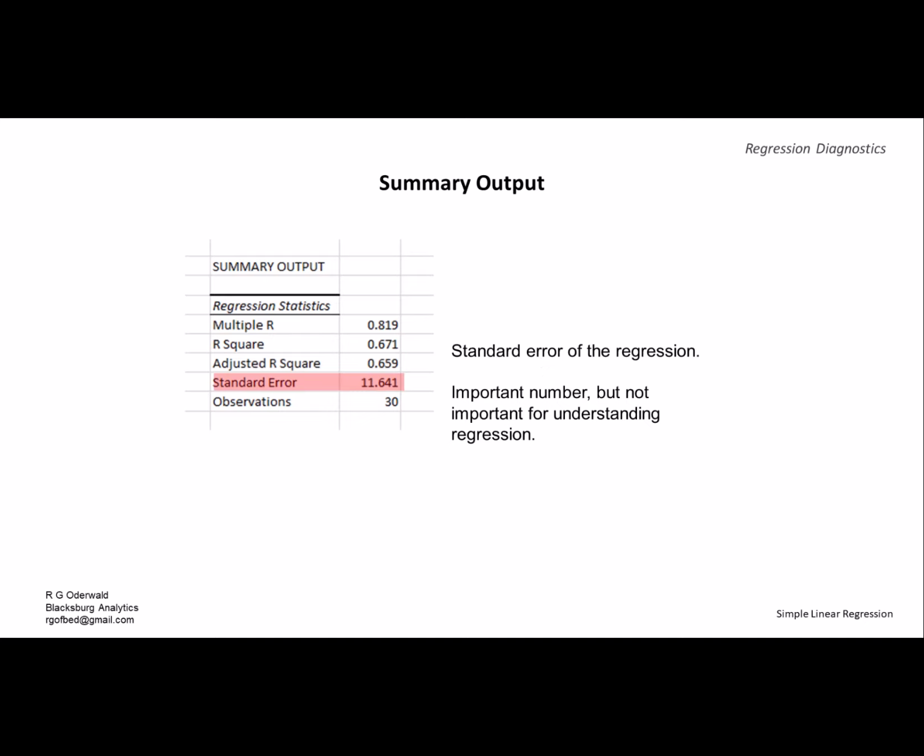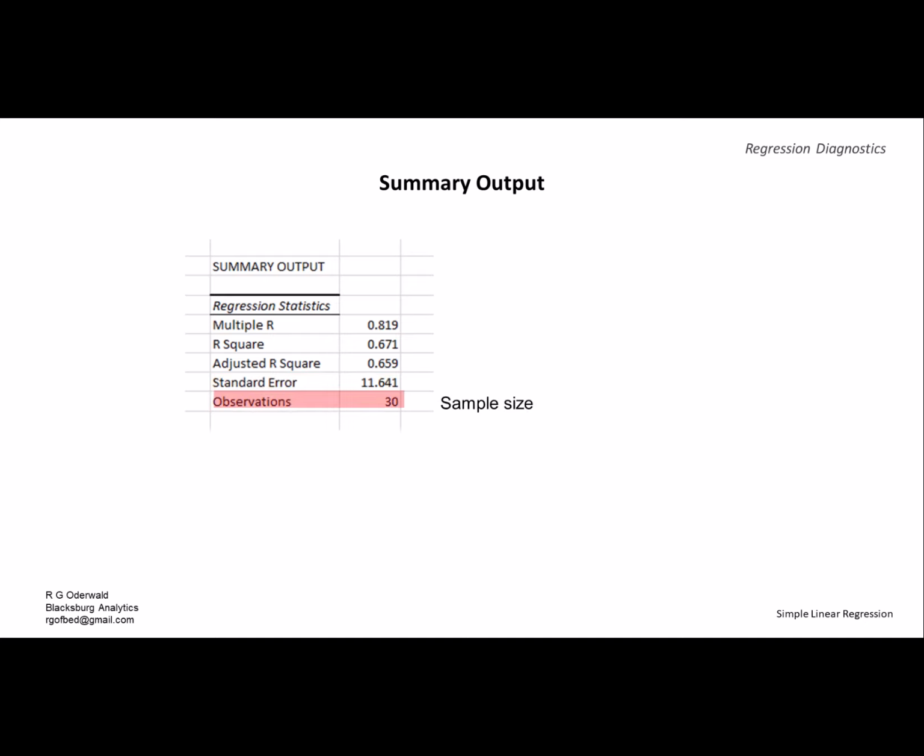The standard error of regression is very important in calculations of reliability for slope and intercept. It also ties back to why it is called least squares. But you don't need it unless you want to see the calculations. Observations is the sample size. It's included because someone thought it should be.